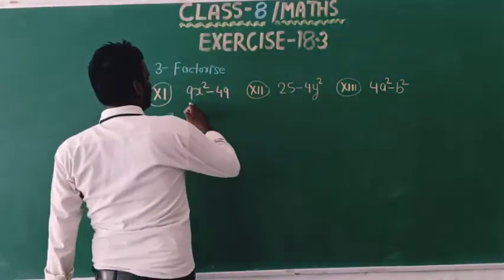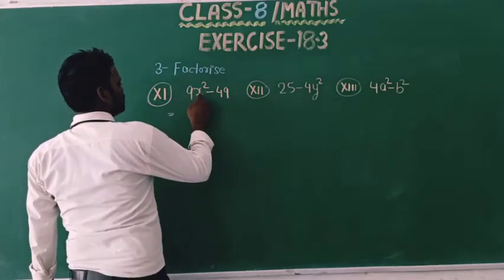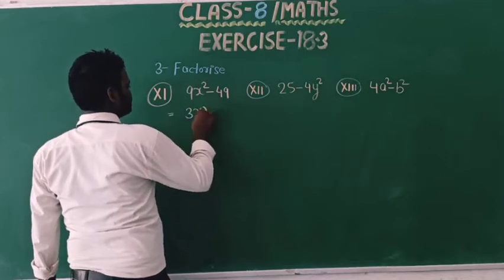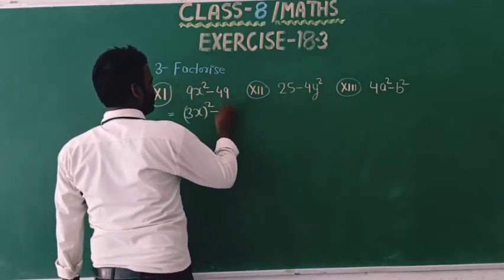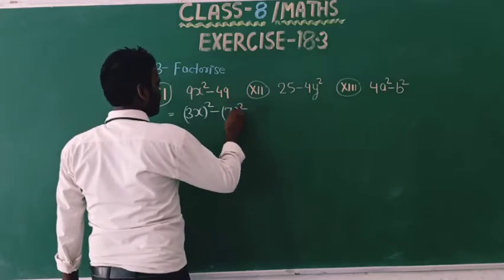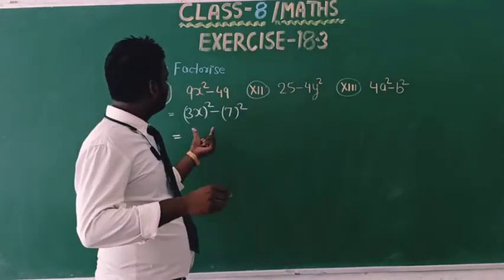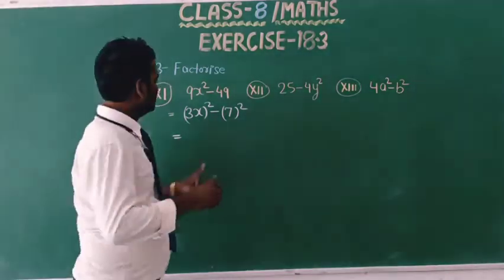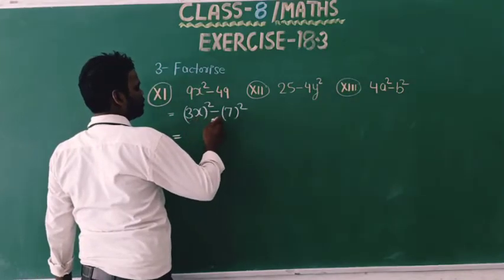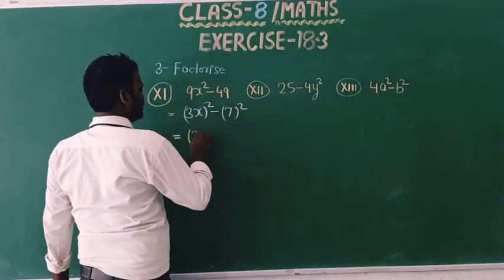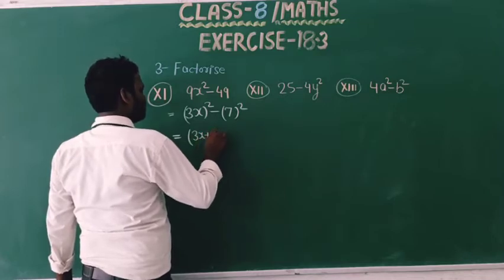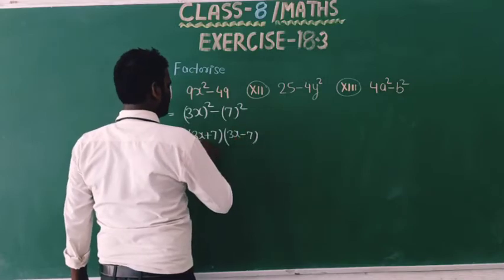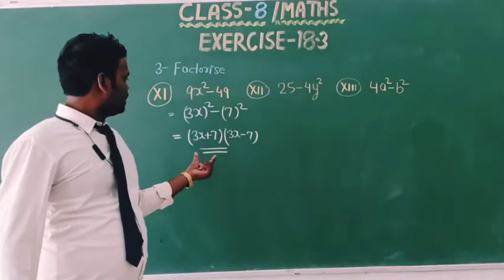So 9x square is written as 3x whole square minus, and 49 is 7 whole square. Now using the identity a square minus b square, this expression 3x square minus 7 square becomes, in one bracket 3x plus 7 and in the second bracket 3x minus 7. So this is the answer.